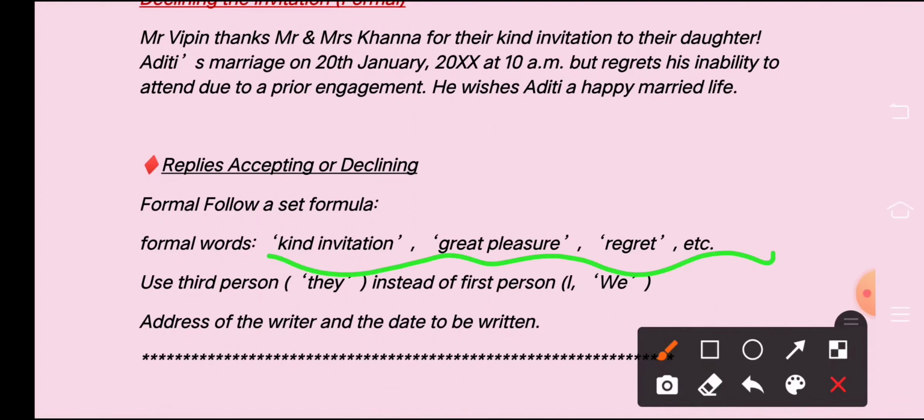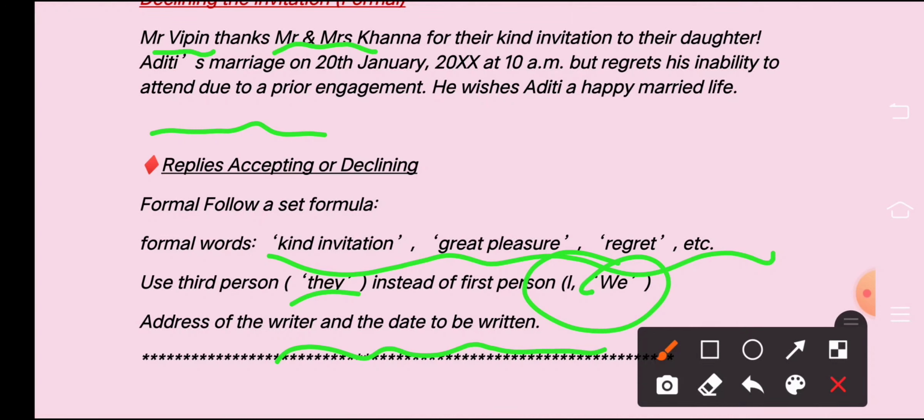Use third person only, that is "they" or "he" instead of "I" and "we". The address of the writer and the date are not required here, but whatever is given in the question, you have to write down, like Mr. Vipin. That is required here, Mr. Vipin needs to be written.